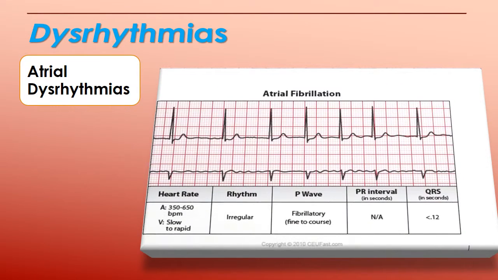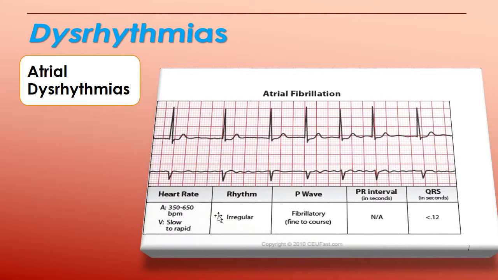The most common dysrhythmia in clinical practice is atrial fibrillation. This is multiple rapid impulses from multi-atrial foci, creating a disorganized rate. So we have two rates here. The atrial rate is between 350 to 600 beats per minute. That's very fast. The ventricular rate is slow to rapid, about 100 to 300 per minute.